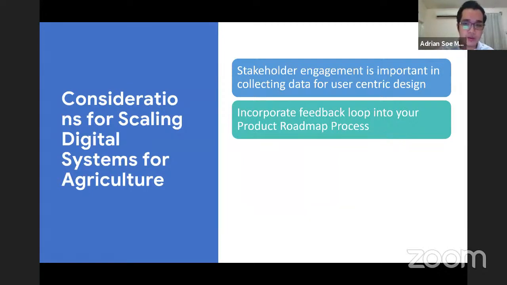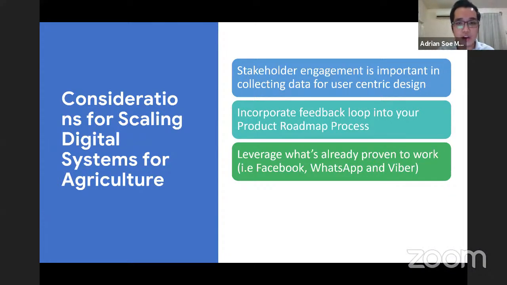And I want to highlight here that incorporating a feedback loop in the entire product roadmap process is very important. You want to be ensuring that every step you make is the right step, and then you have measures in place to let you know whether you're doing something correctly or not. And ultimately, you don't want to be building a product that nobody wants. So it's good to have some mechanisms in place to help you check what your customer actually needs.